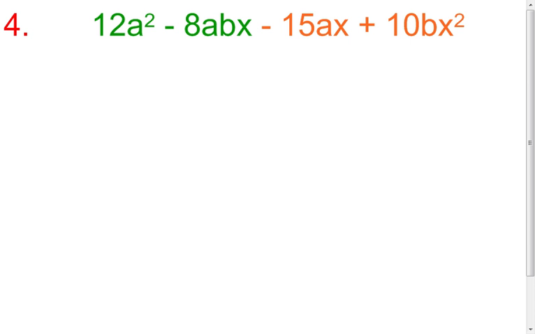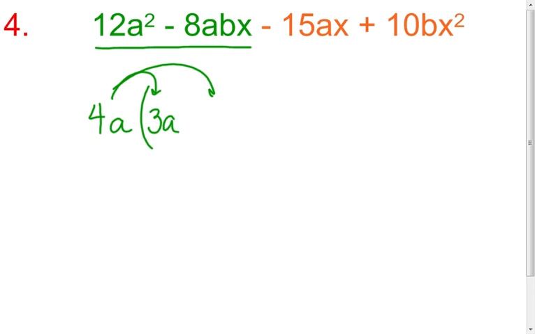All right, another one here. I will take this. 12 and 8 are both divisible by 4. Each term does at least have an a in it, so I will do that. So 4a times 3a gives me 12a squared, and 4a times negative 2bx gives me negative 8abx.